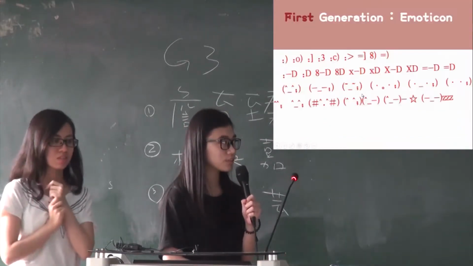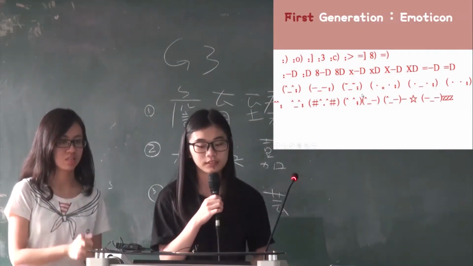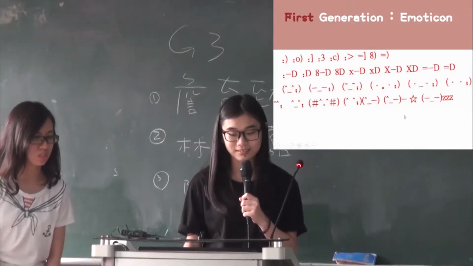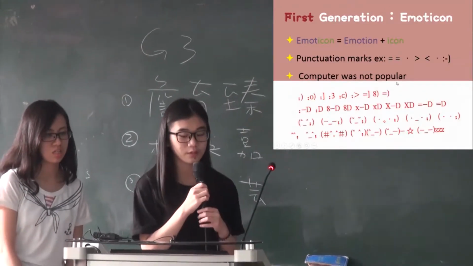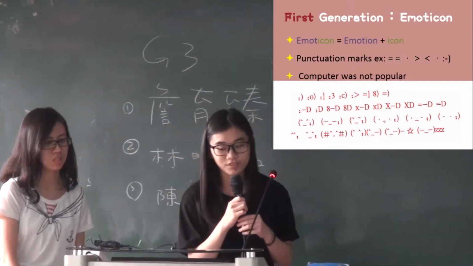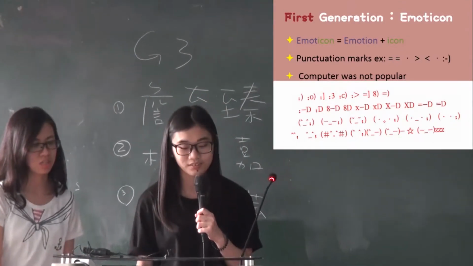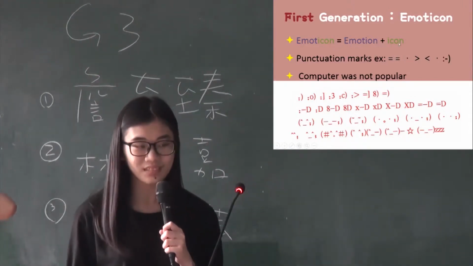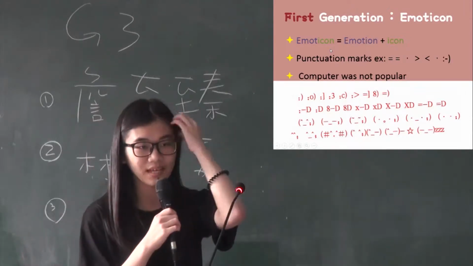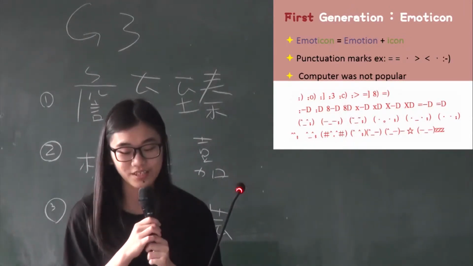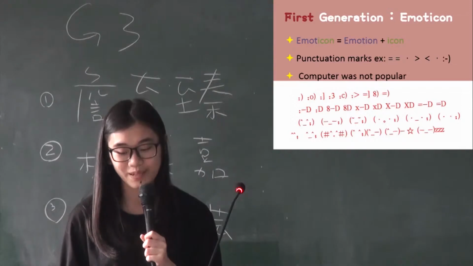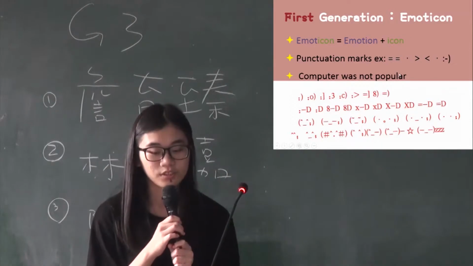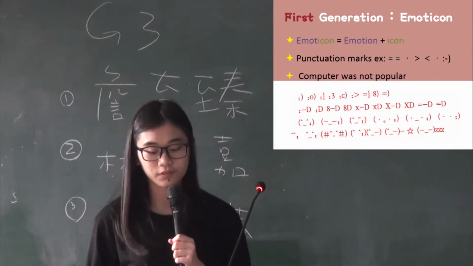The first generation of stickers is called emoticon. This term combines emotion with icon, just like this: emoticon, emotion plus icon. It consists of punctuation marks like equal marks. And in this stage, computers weren't popular.